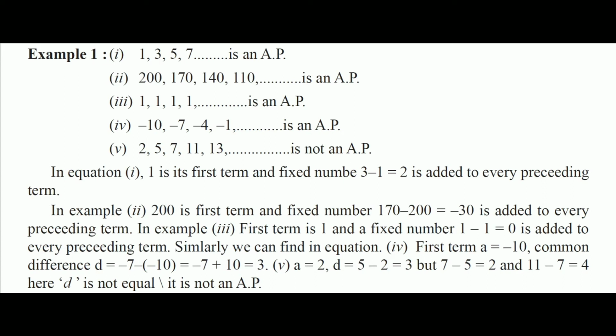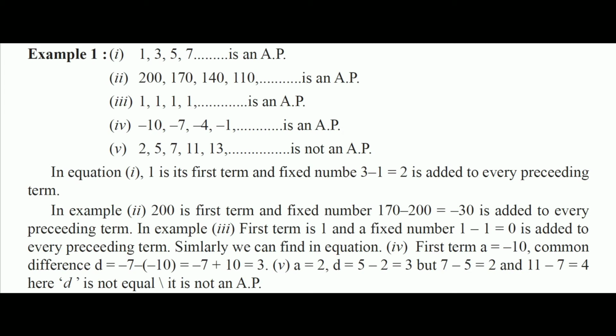Let us see. 200 added with minus 30 gives us 170. Then 170 added with minus 30 gives 140. 140 added with minus 30 gives 110 and so on. Therefore, clearly it is an AP, with first term 200, common difference minus 30.